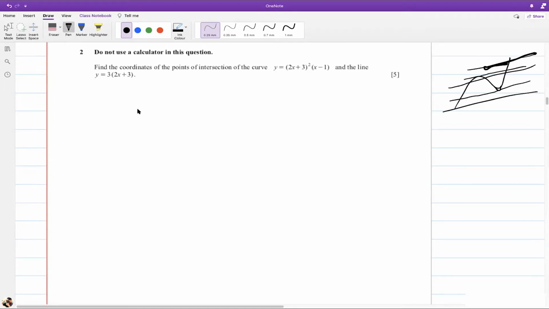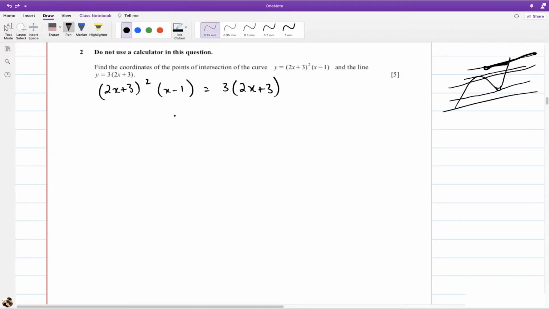All right, so to check the points of intersection, I have to solve them simultaneously. So we just put them equal to each other. So that gives me (2x plus 3) whole squared into (x minus 1) equal to 3 times (2x plus 3). Now here's the thing. A very common mistake is to just cut this one out once. But I would suggest you don't do that. Reason, because you will lose out on one root that way.